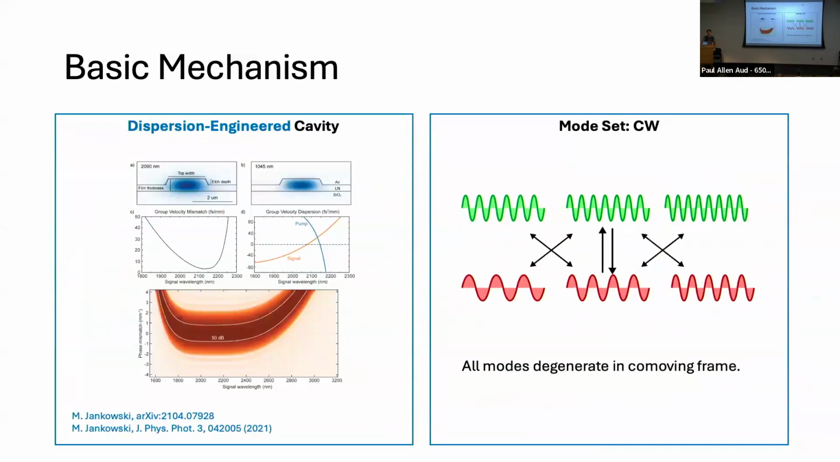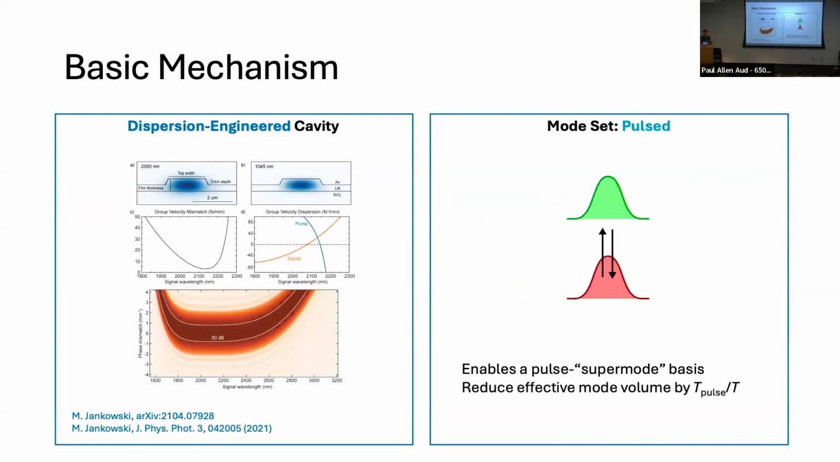So dispersion engineering does enable pulsed interactions. And you can think about what's happening here is that if you zero out the leading dispersion terms, then in a co-moving basis, all the modes are degenerate. And when that happens, there's no preferred basis set. So you could equally well have started with a basis set which consists of a pulse like this, as well as other modes that are orthogonal to this pulse.